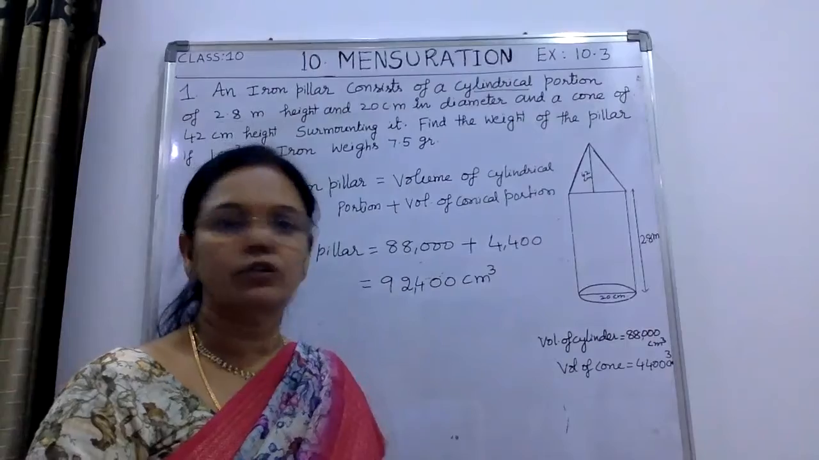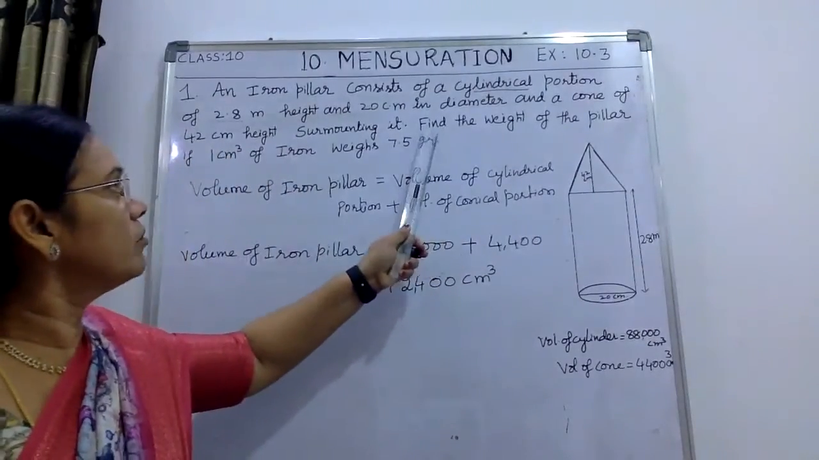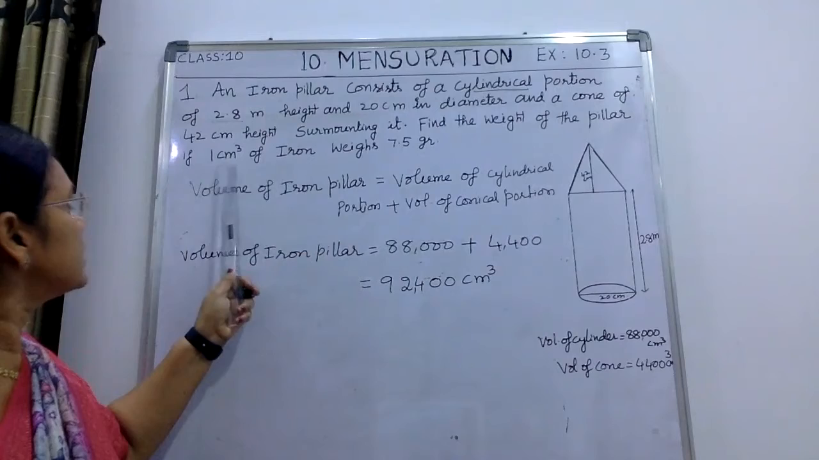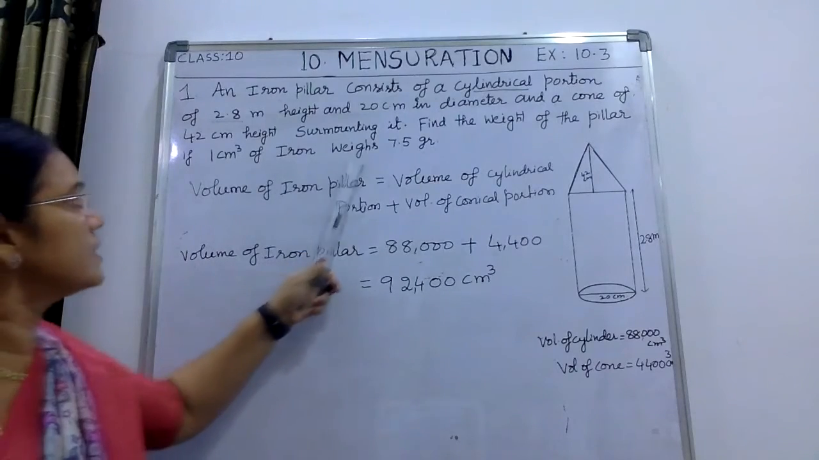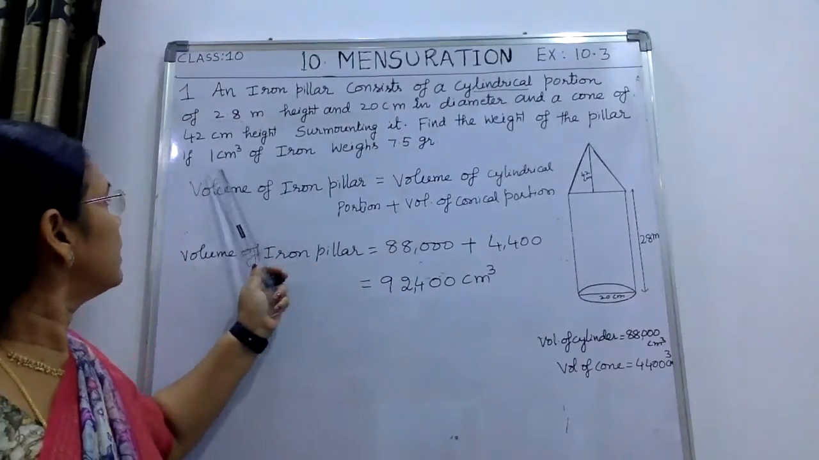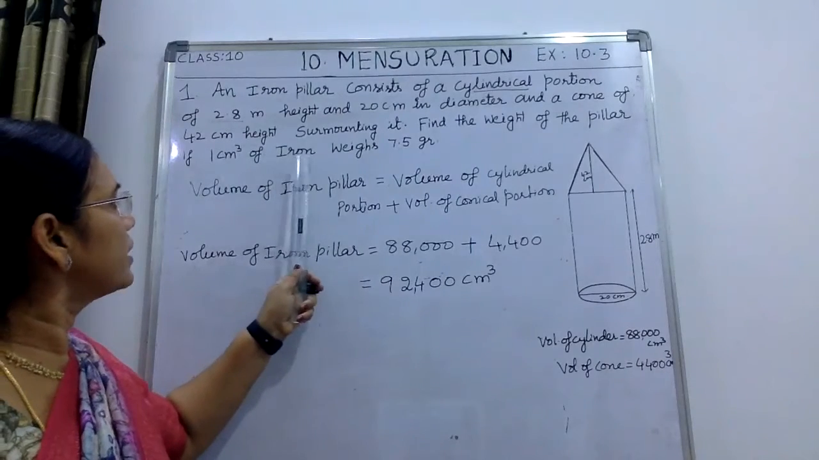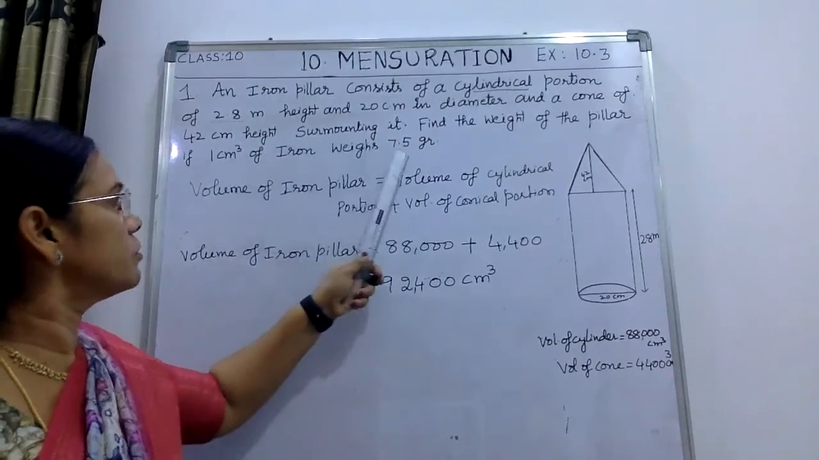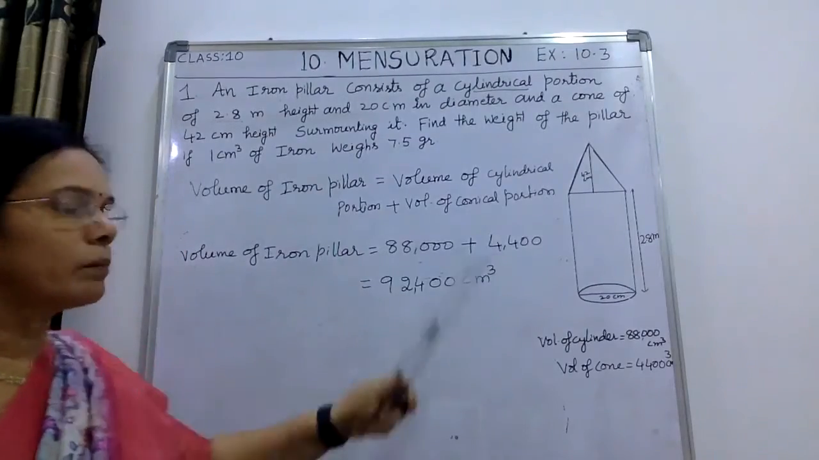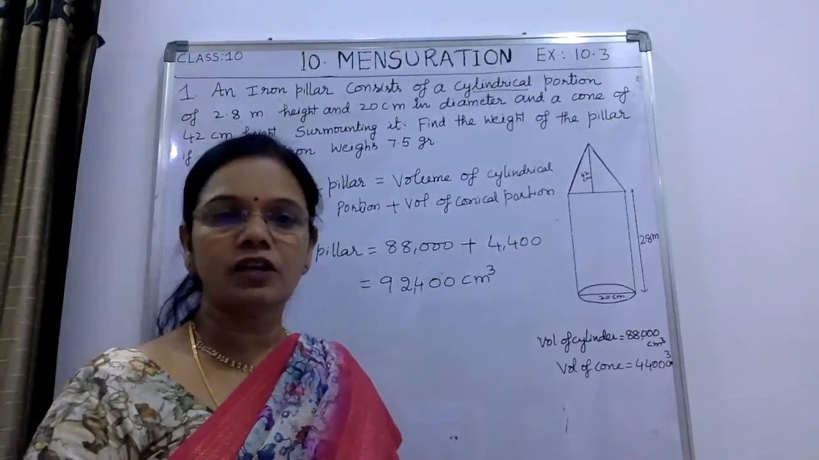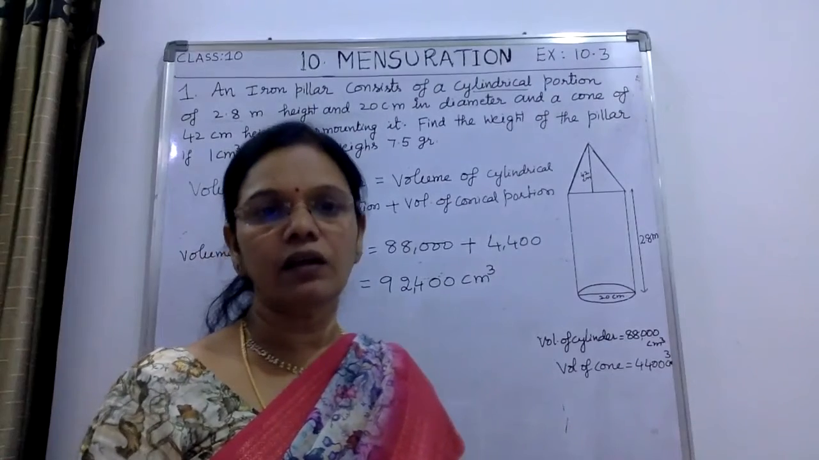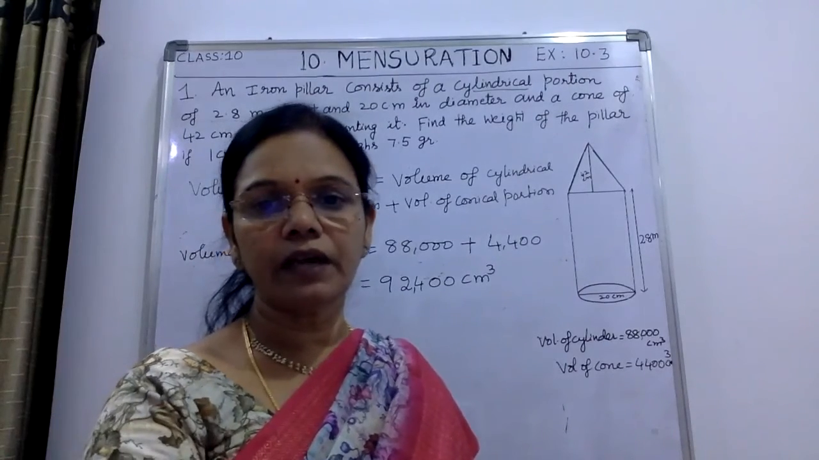So is this enough? No. What is our aim? We need to find the weight of the pillar, if 1 centimeter cube of iron weighs 7.5 grams. So it is given that 1 centimeter cube of iron weighs 7.5 grams. We need to find the weight of the complete iron pillar, that is a combination of the two shapes. Let us try to find the weight of the complete iron pillar.